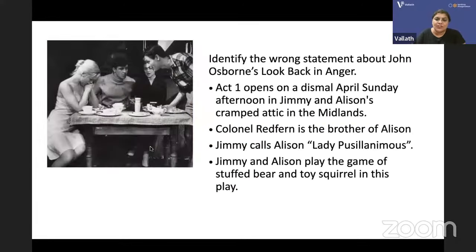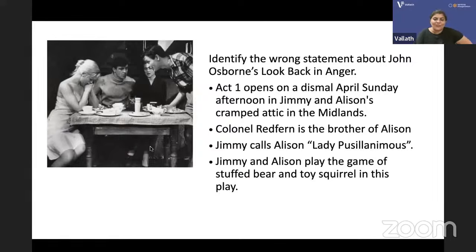Identify the wrong statement about John Osborne's Look Back in Anger. YouTubers, read carefully. Act 1 opens on a dismal April Sunday afternoon in Jimmy and Alison's crammed attic in the Midlands. Colonel Redfern is the brother of Alison. Jimmy calls Alison Lady Pusillanimous. Jimmy and Alison play the game of a stuffed bear and a toy squirrel. Which of these is wrong? A, B, C, D. Everyone in YouTube, answer me. Which of these is wrong?